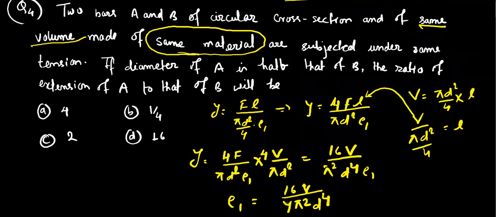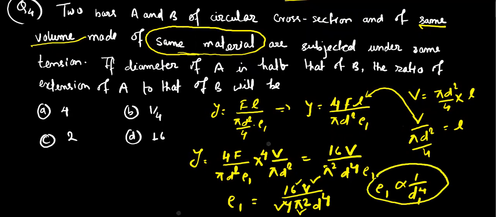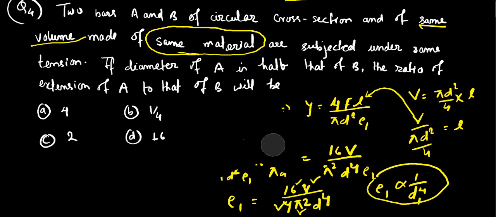So from this all we can conclude that 16 is constant, V is given constant, Y, Young's modulus is constant, pi is constant. That's why we can easily make one interrelation, that means extension is inversely proportional with the fourth power of diameter. So we are going to use this expression to solve this question. Okay, so let me drop this part.